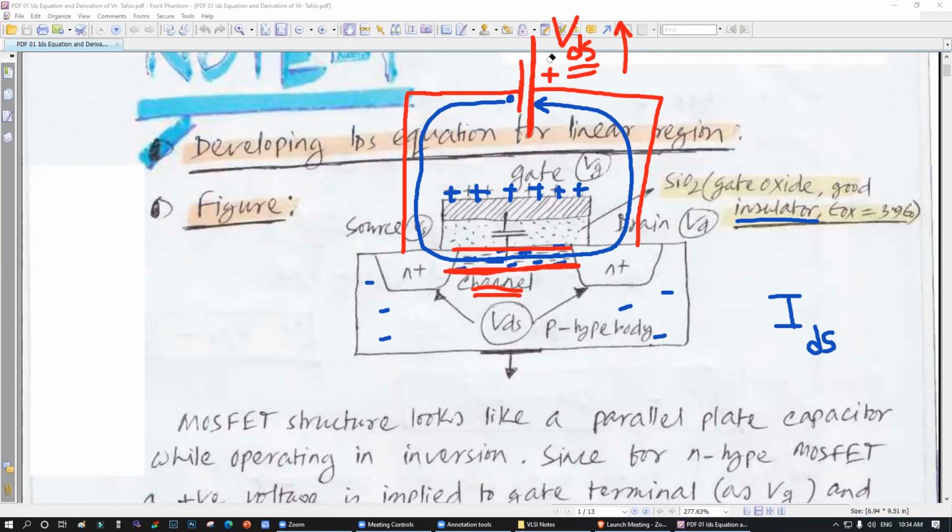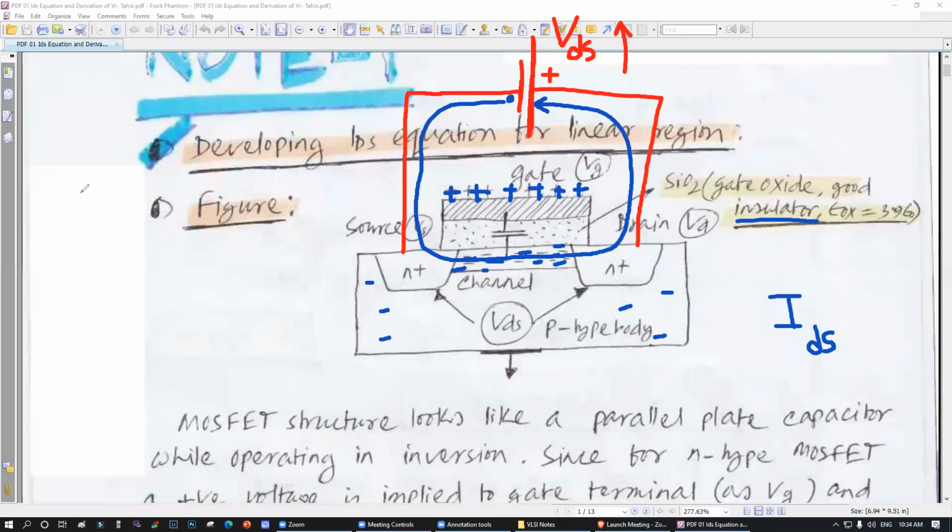You understand my point? When your VDS was low, the current was low. You increase VDS, the current increases. You increase VDS, the current increases. But a time will come when the channel cannot take any more. So the channel cannot take any more current because that is the capacity of the channel. That time, if you increase more VDS, that will not increase your current.